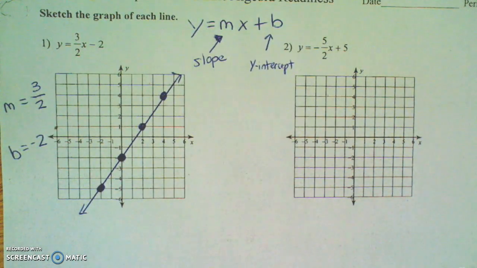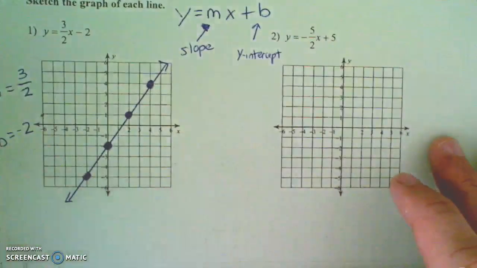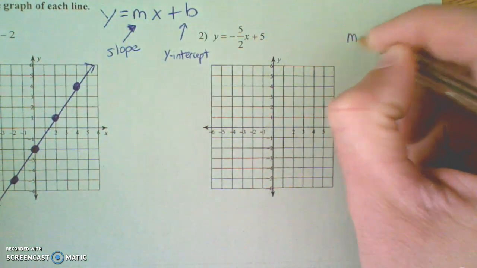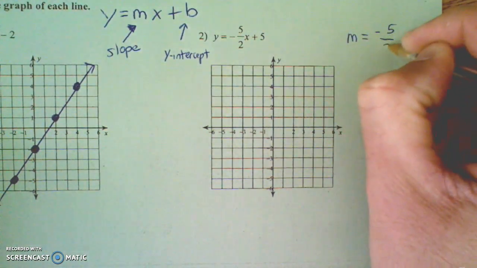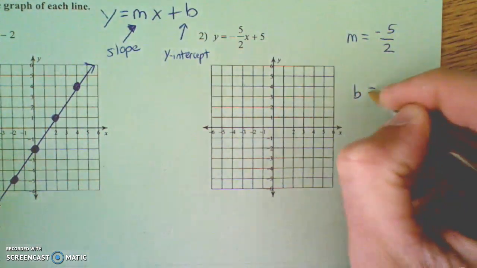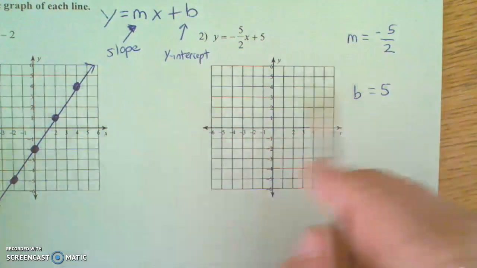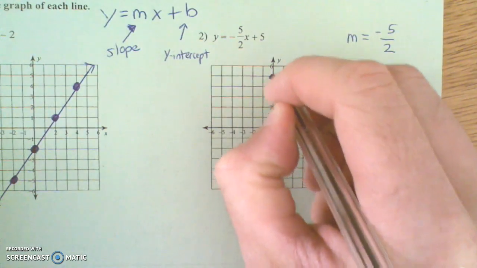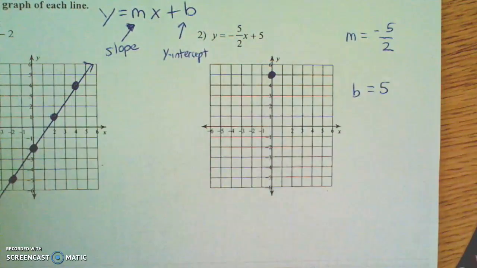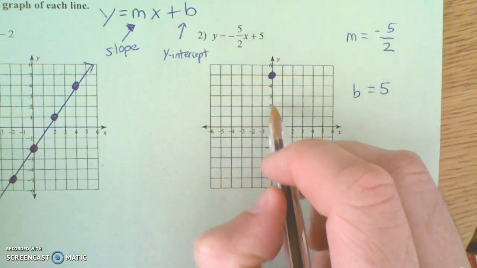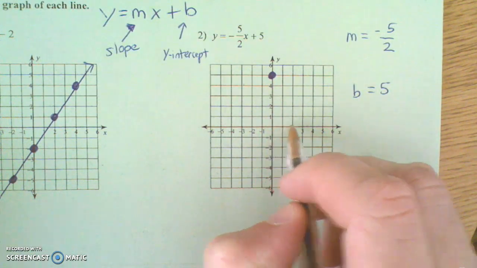Let's take a look at number 2 and do the same thing, and then I'll have you work on the rest of the problems on your own. So for number 2, my slope here is -5/2, or -5 over 2, and the y-intercept is 5. So what I'm going to do is plot the y-intercept at 5, and I'm going to use my slope and go down 5, 1, 2, 3, 4, 5, over 2, 1, 2.